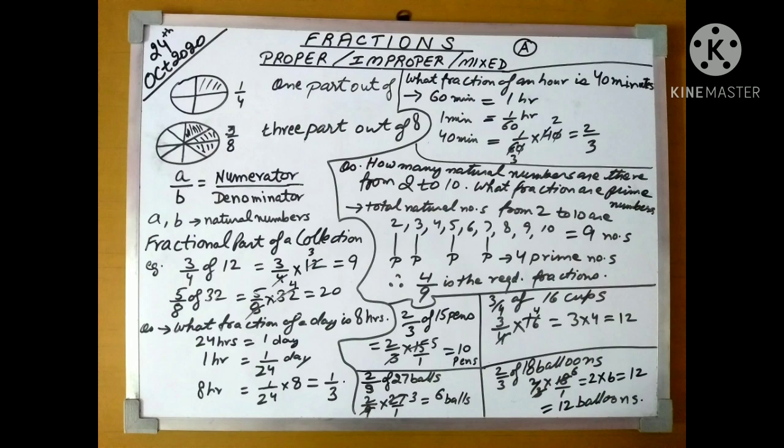See some more examples. 2 by 3 of 15 pence, which means 2 by 3 into 15, which comes out to be 10 pence, right? Next we have 3 by 4 of 16 cups, which comes out to be 3 by 4 into 16 equal to 12 cups. Next we can see 2 by 9 of 27 balls, which is equal to 2 by 9 into 27, that is 6 balls. Next we have 2/3 of 18 balloons, 2 by 3 into 18, which comes out to be 12 balloons.